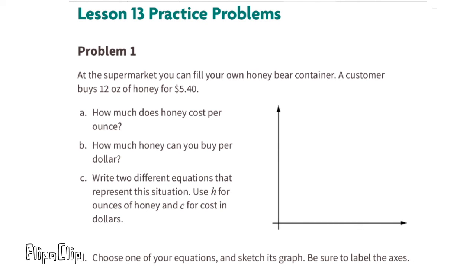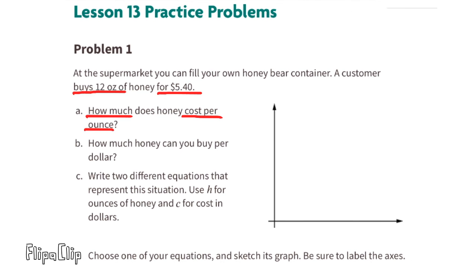Seventh grade, Unit 2, Lesson 13. Two graphs for each relationship. Problem number 1. At the supermarket, you can fill your own honey bear container. A customer buys 12 ounces of honey for $5.40. A. How much does honey cost per ounce?